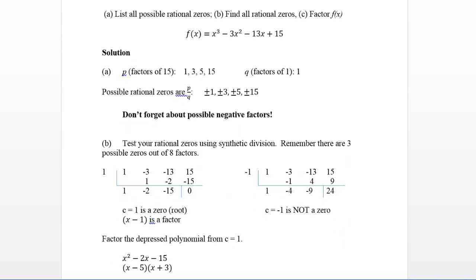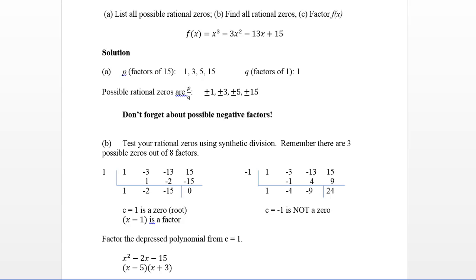Example 1. First thing we want to do is get in the habit of listing all the possible rational zeros. We see that p, which is the factors of the constant value 15, is 1, 3, 5, and 15. Just some prime factorization going on there. Secondly, q are all the factors of the leading coefficient, which is 1, which makes our p over q possibilities a lot easier, because since we have a leading coefficient of 1, we're not going to end up with any fractional values.